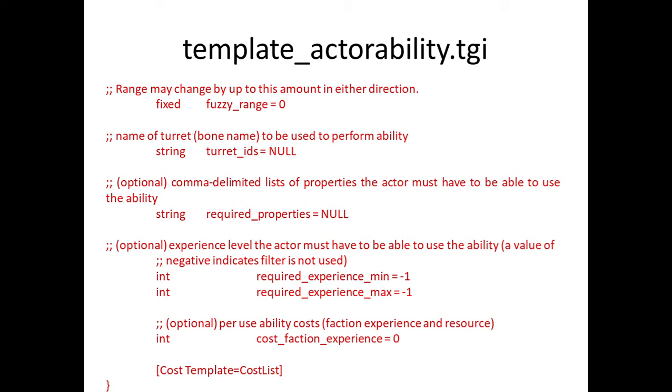Turret IDs, very straightforward. This simply defines what turret is using this ability. Turret names, just like the spawn bone IDs, all of these bone names come from a file or two inside the game folder. Very straightforward. Corresponds to a place on the model, a node on the model specifically.